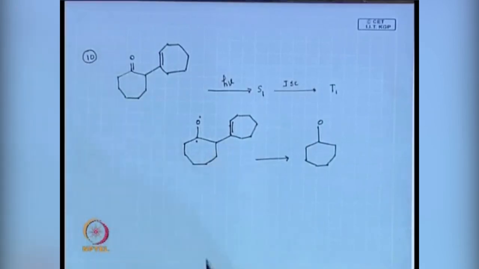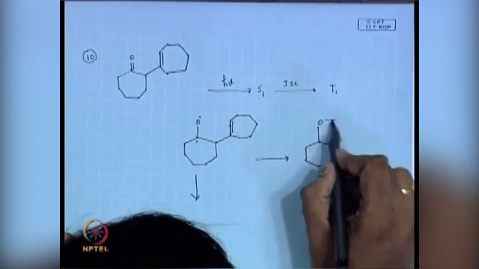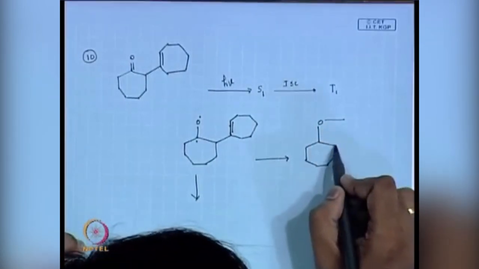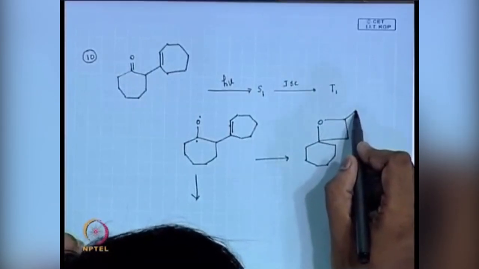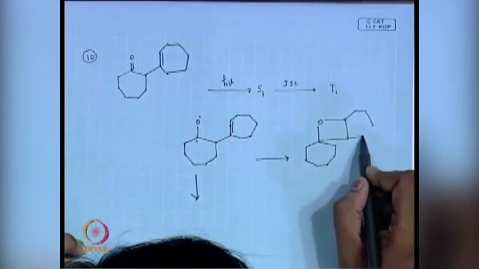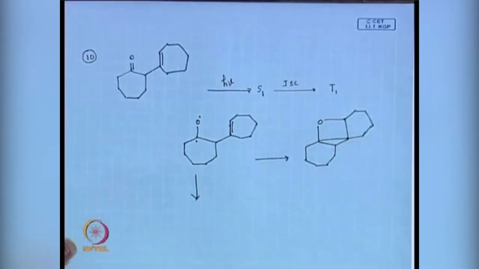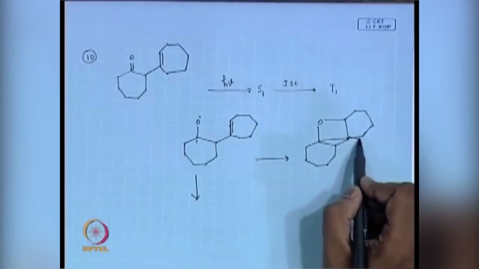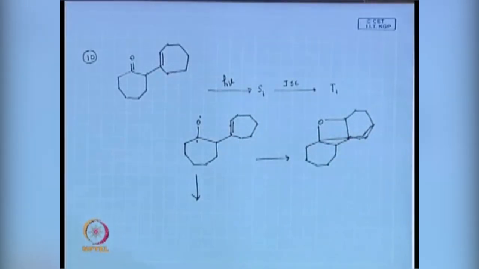So, what product can I draw? Can you draw the product of the Paterno-Buchi? That's what I say. Please draw the product. Are you going to draw like this? Are you going to draw something like this? Now, if you want to draw the Paterno-Buchi product, this is the same, the others are the same. Something you want to draw like this? Are you sure?